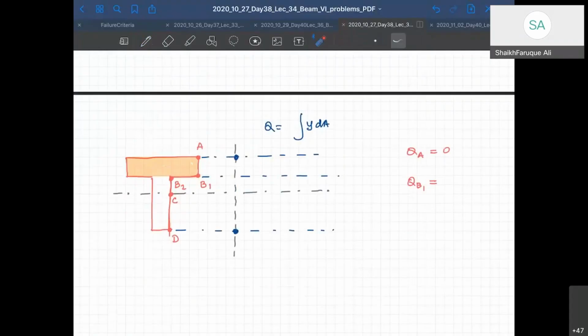So it's going to be, can anybody do it quickly? It's going to be 10 into 30 into, what should this be? From here to here, this is 25, so that is 40, so this is 15. So 15 minus 5 is 10, I think. This is 10 mm. Is that correct? So that's going to be 10. So QB1 is 10 into 30.